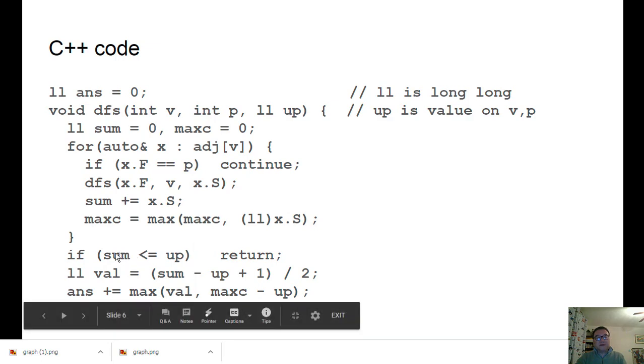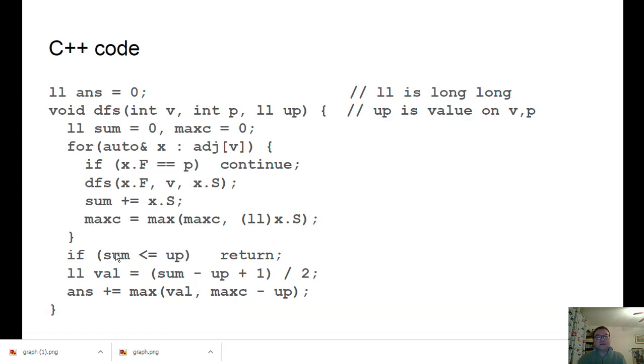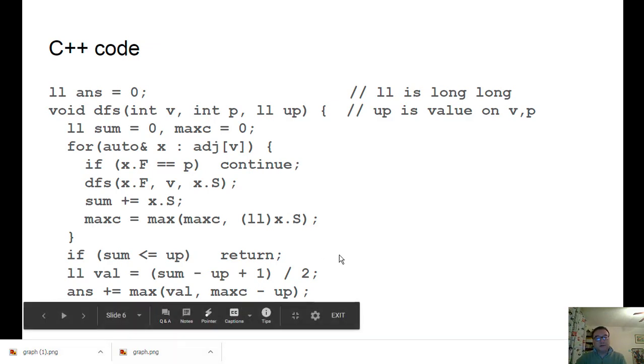One is, if the sum from the children is less than or equal to the value on the edge from me to my parent, then I don't need to create anything new, because whatever path covers the edge from me to the parent can be extended to cover what needs to be covered here. Otherwise, I compute one lower bound: the sum minus the amount that can be taken care of, divided by 2 rounded up. I do that by adding 1 and dividing by 2. So that's one lower bound.